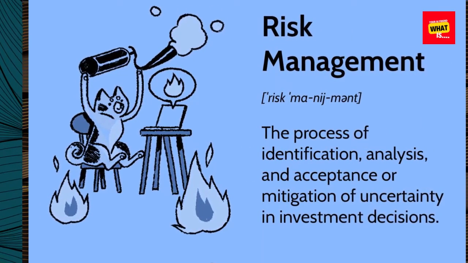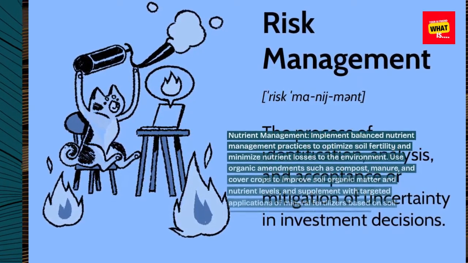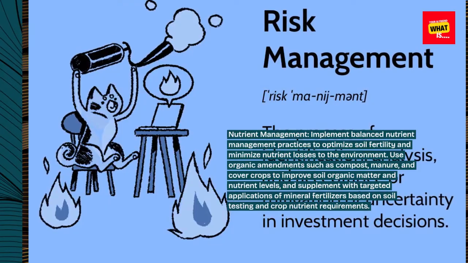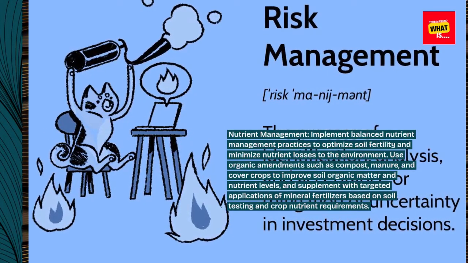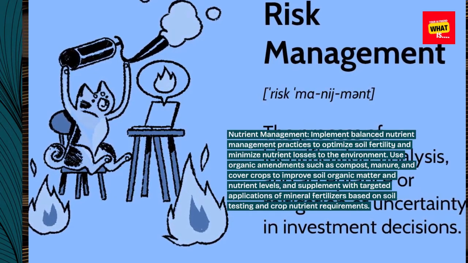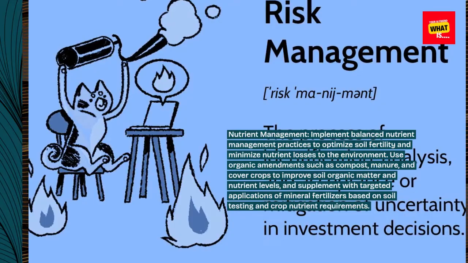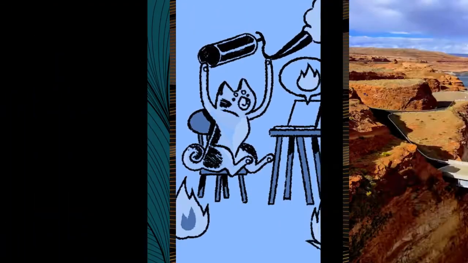Nutrient management. Implement balanced nutrient management practices to optimize soil fertility and minimize nutrient losses to the environment. Use organic amendments such as compost, manure, and cover crops to improve soil organic matter and nutrient levels, and supplement with targeted applications of mineral fertilizers based on soil testing and crop nutrient requirements.